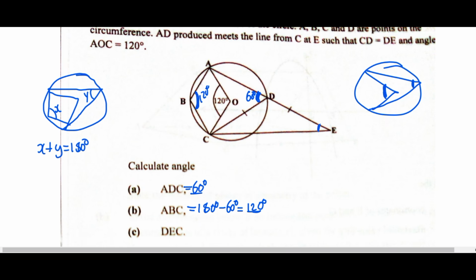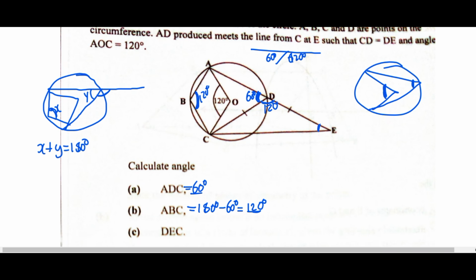Then DEC, this angle here. We know that ADE is a straight line, so we can find this angle here. We can use the property that this angle here is equal to this angle x here. The exterior angle of a cyclic quadrilateral is equal to the interior opposite angle. Since there is 120 here, even here there is 120. Or, since a straight line adds up to 180, with a 60 here, 180 minus 60, we still get 120 here.